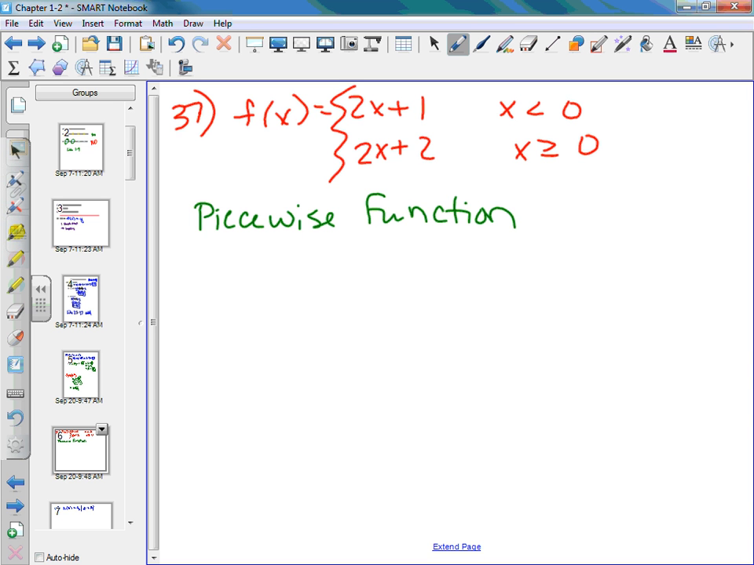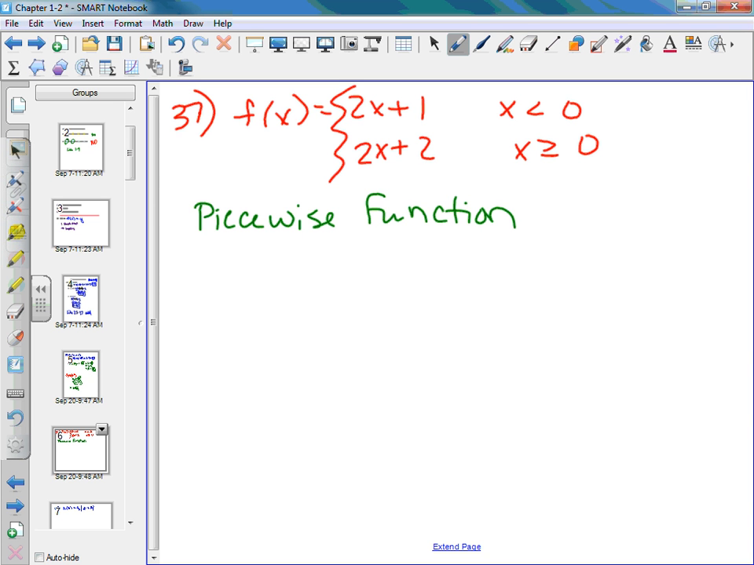Okay, a piecewise function has graphical criteria. It gives you two different expressions, and then it tells you when to use those expressions. For example, the 2x plus 1 will only be used when x is less than 0. So what type of values am I going to plug and shove into the 2x plus 1? Negative 1, negative 2, negative 5, negative 3. I'm going to use the negative values for the 2x plus 1.